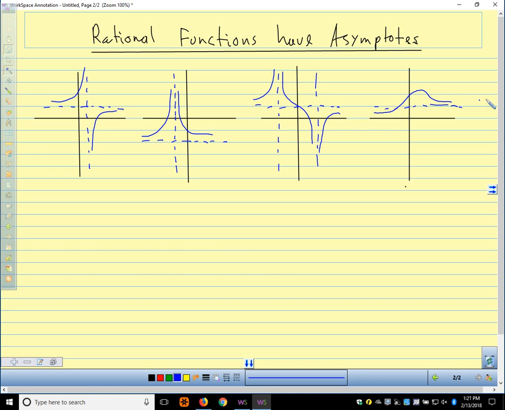Yeah, they can. This one goes through the dotted line too. This? No.